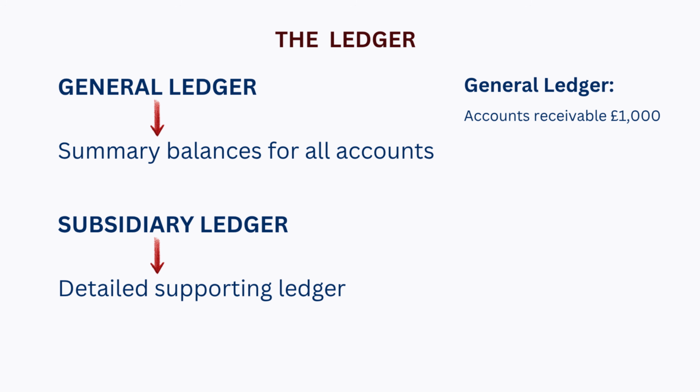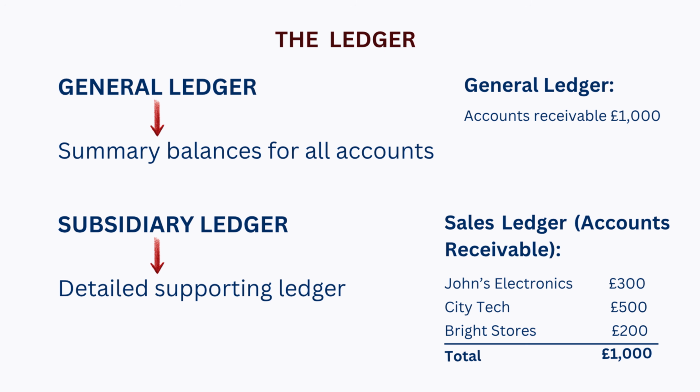For example, the general ledger may contain one account called Accounts Receivable. That account shows the total amount owed by all customers combined. But the sales ledger, which is a subsidiary ledger, shows the individual balances for each customer.